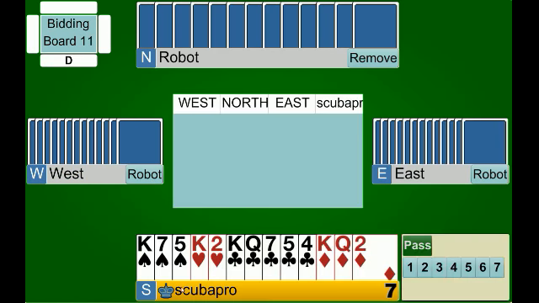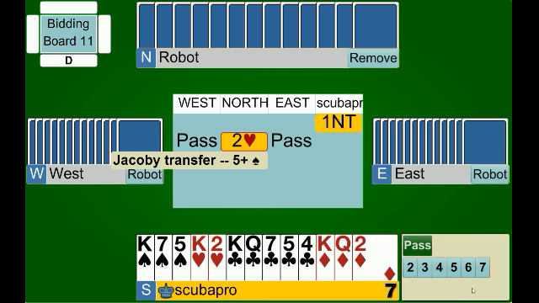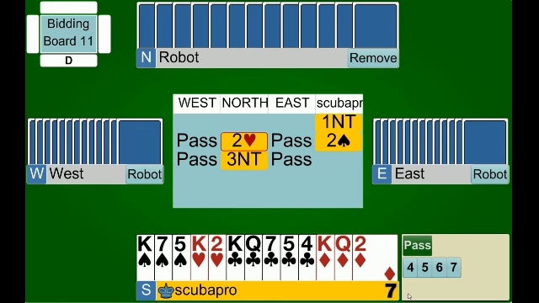Let's see another example. Partner's transferring once again. We have no choice but to accept it. Once again, they bid 3 no trump, which is the same question we were just faced with. Here, we don't have our 4-card spade suit that we had last time, but we still have an 8-card major suit fit. So, we correct back to spades.